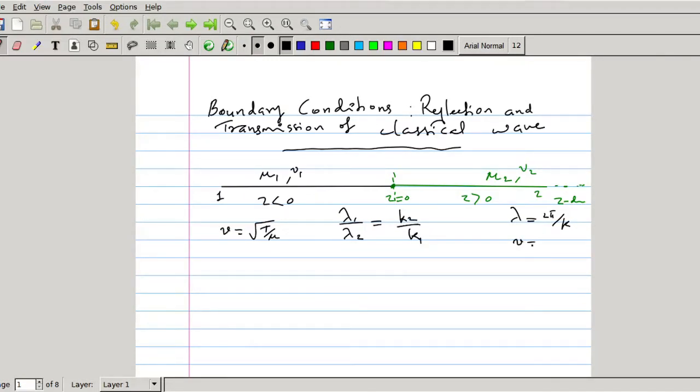Now velocity v equal to omega by k. Omega is the same for both strings, so k is inversely proportional to velocity. So lambda 1 by lambda 2 is equal to k2 by k1, which is equal to v1 by v2.